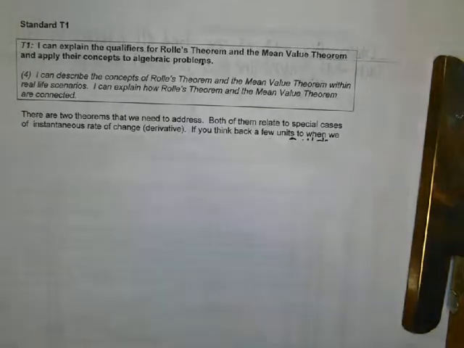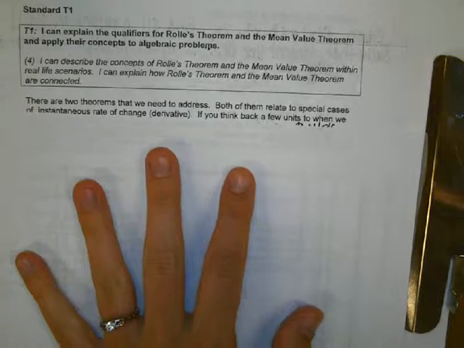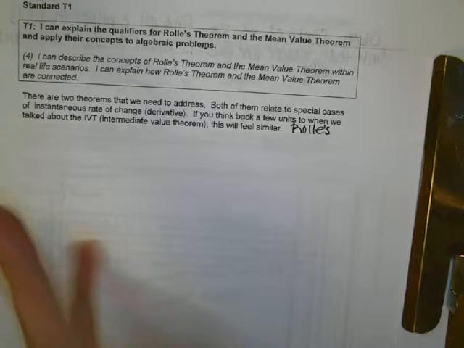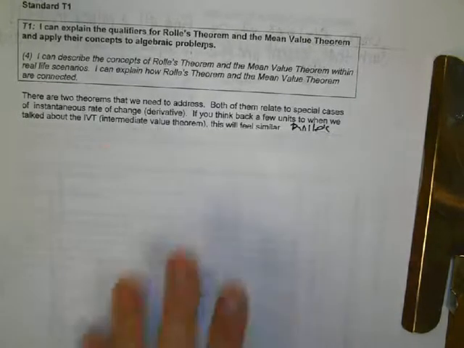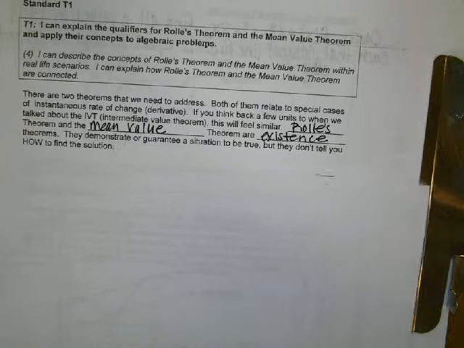So we've been working with integration for a while, so this standard goes back to working with a little bit of derivative stuff. If you think back a few units to when we talked about the intermediate value theorem, this will feel similar. Because the intermediate value theorem was an existence theorem. Well, Rolle's theorem and the mean value theorem are existence theorems. So they don't tell you how to solve for the wanted value, but they either demonstrate or guarantee a situation to be true.